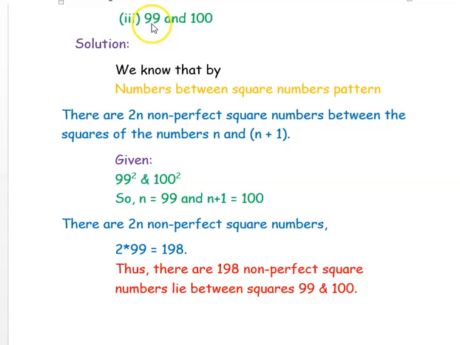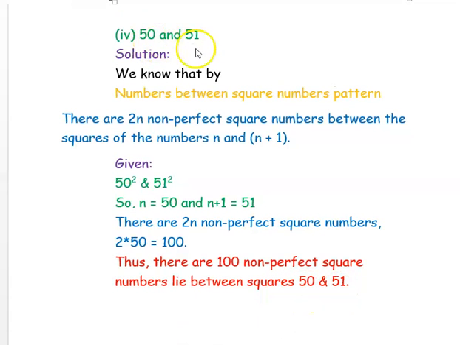The next given question is 99 and 100. So again, by numbers between square numbers pattern, there are 2n non-perfect square numbers that lies between squares of the numbers n and n plus 1. So the given number is 99 square and 100 square. So we can take that n as 99 and n plus 1 as 100. So there are 2n non-perfect square numbers. So we have taken n as 99. So 2 into 99, which is nothing but 198. So thus there are 198 non-perfect square numbers that lies between the squares of 99 and 100.